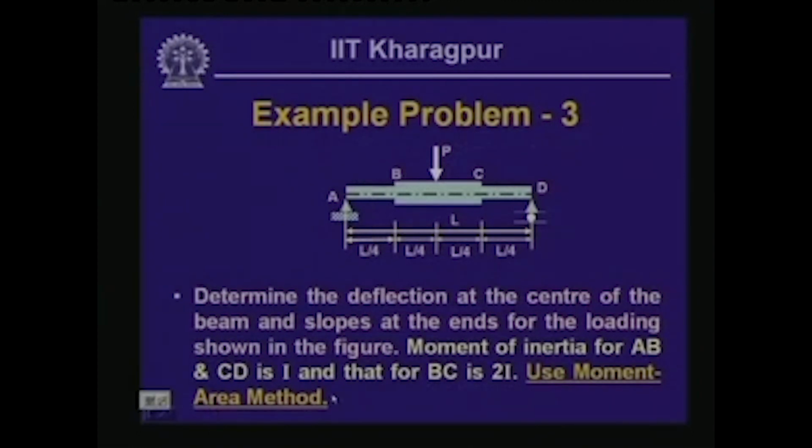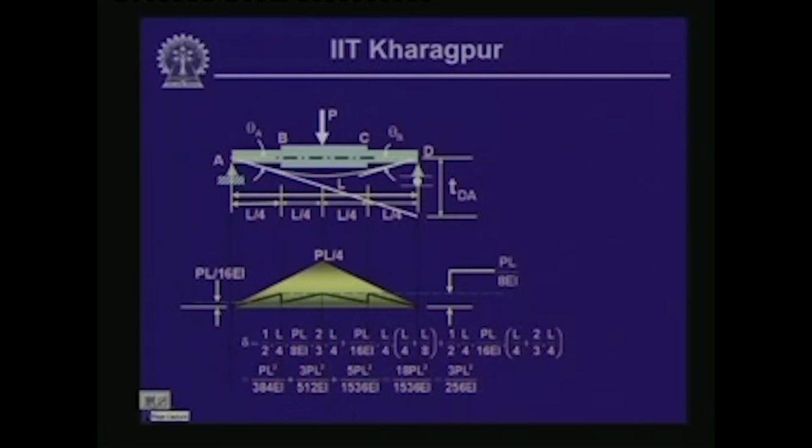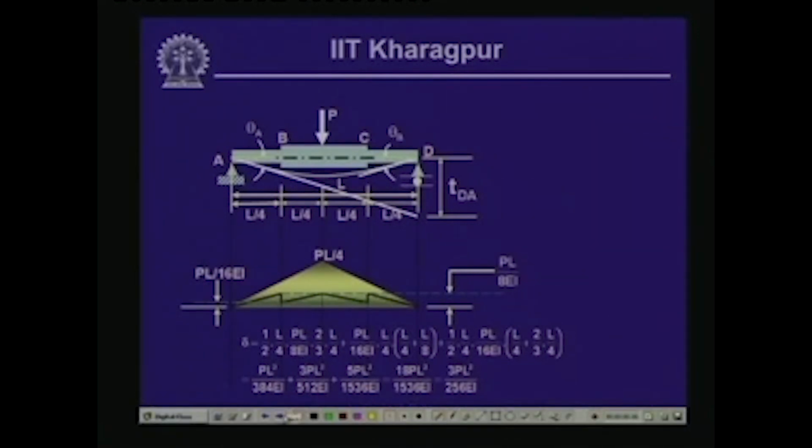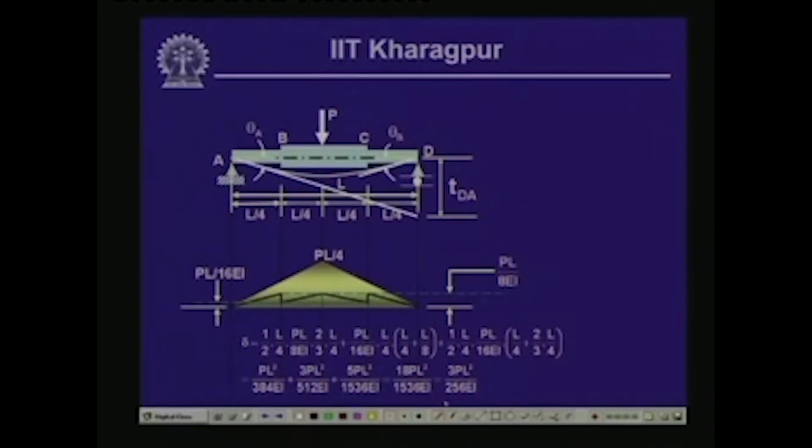Now, let us look into the bending moment diagram for this particular beam, which is shown over here. Here, as you can see, the maximum value of the bending moment is PL by 4 at the center, which is P by 2 times L by 2, and at this point the value of the bending moment is P by 2 times L by 4, which is PL by 8, and so is at this point, PL by 8.